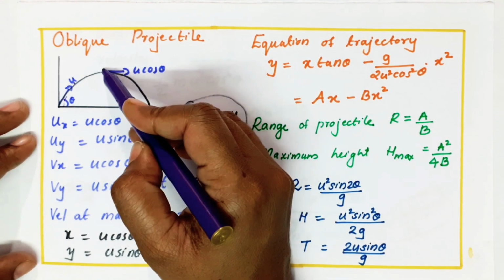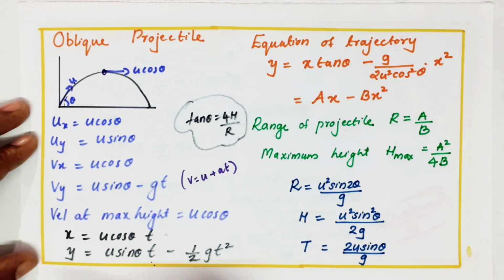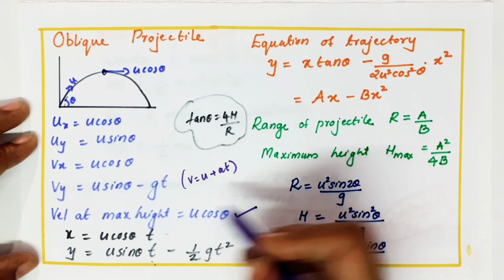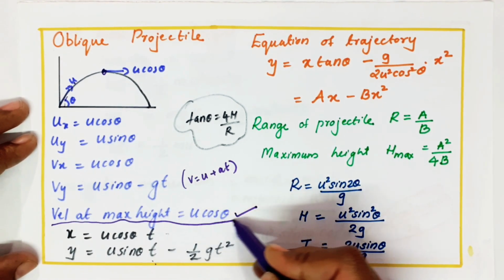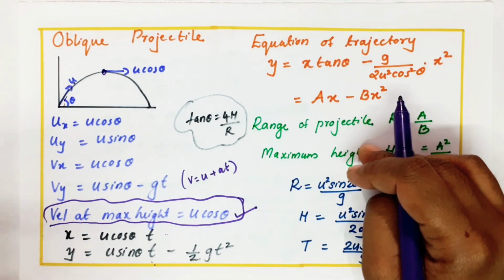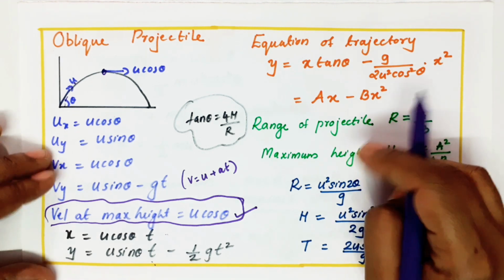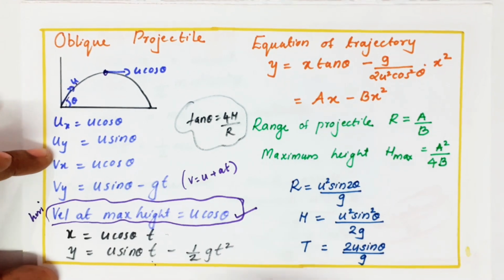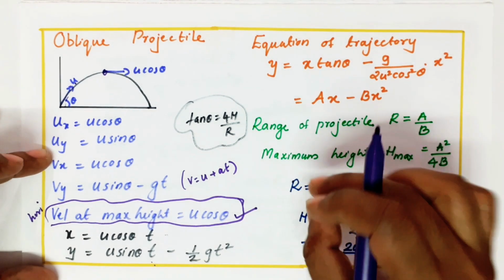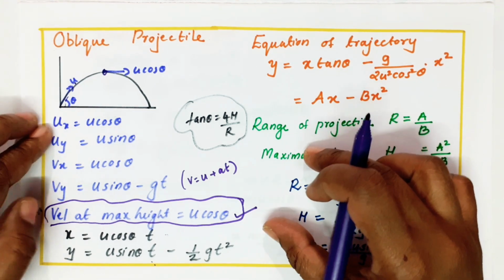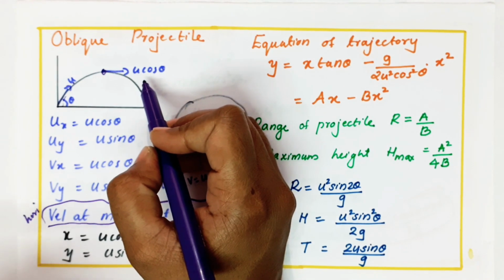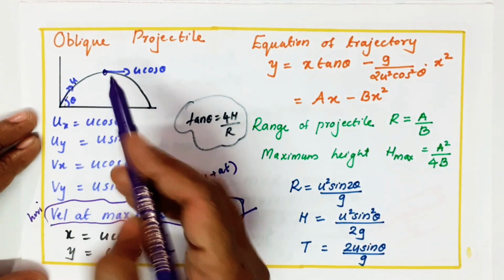Next point: at the maximum height, what is the velocity? Remember, at maximum height we have only one velocity, that is u cos theta. Very important point of a projectile. The velocity at maximum height is u cos theta. What is the meaning? It has no vertical velocity at that point. It has only horizontal velocity, whereas vertical velocity is 0. That idea should be there. Sometimes in questions they ask what is the vertical velocity at this point? So 0. But what is the velocity at the point? u cos theta.